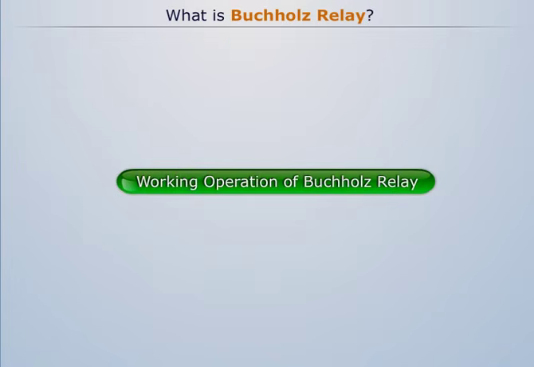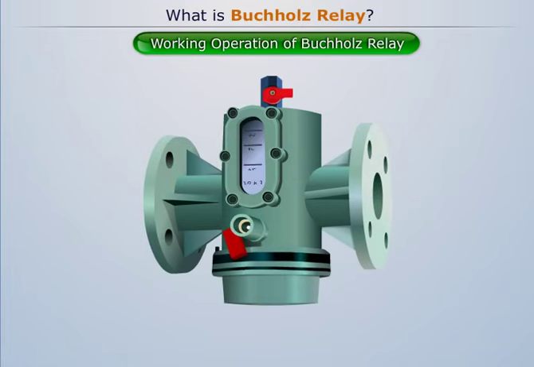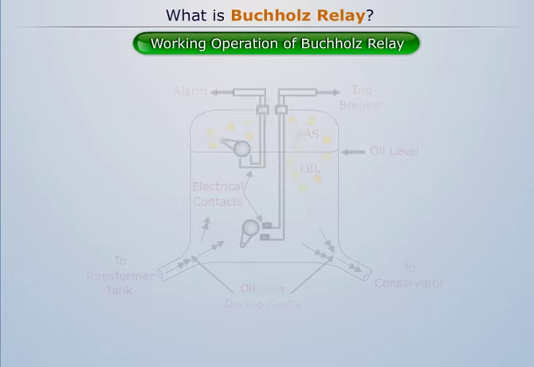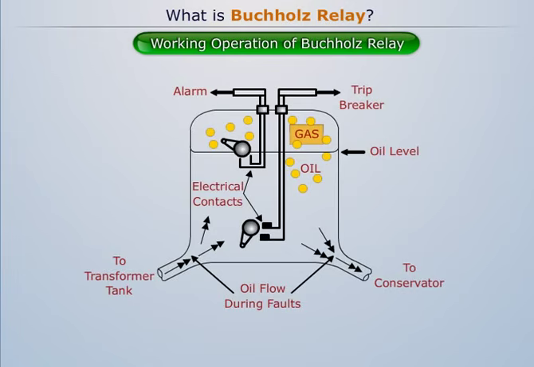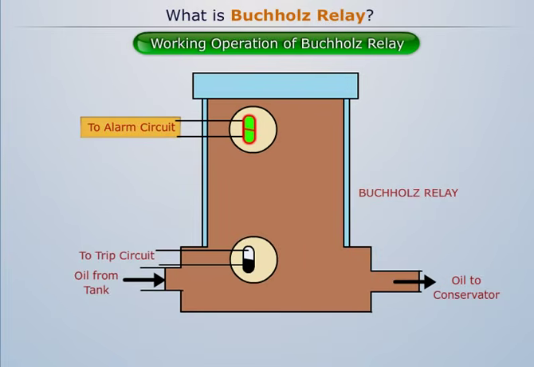Now here, we will discuss the working operation of Buchholz relay. Operation of the Buchholz relay is very simple. Whenever any minor fault occurs inside the transformer, heat is produced by the fault currents. The transformer oil gets decomposed and gas bubbles are produced. These gas bubbles move towards the conservator through the pipeline. These gas bubbles get collected in the relay chamber and displace oil equivalent to the volume of gas collected. The displacement of oil tilts the hinged float at the top of the chamber, thereby the mercury switch closes the contacts of the alarm circuit.